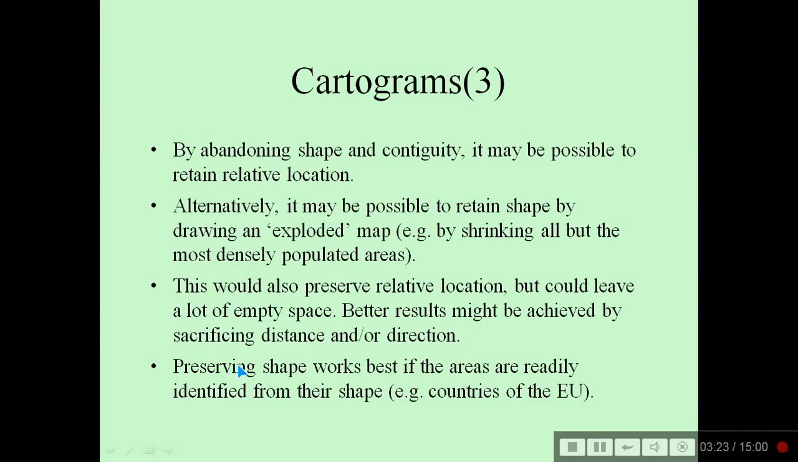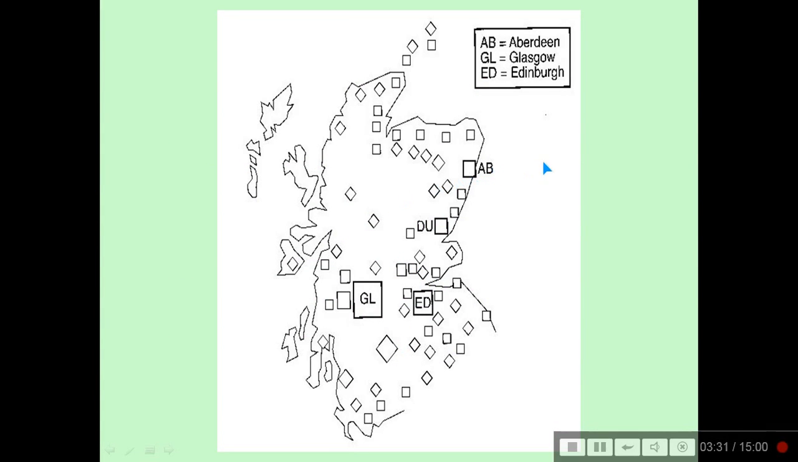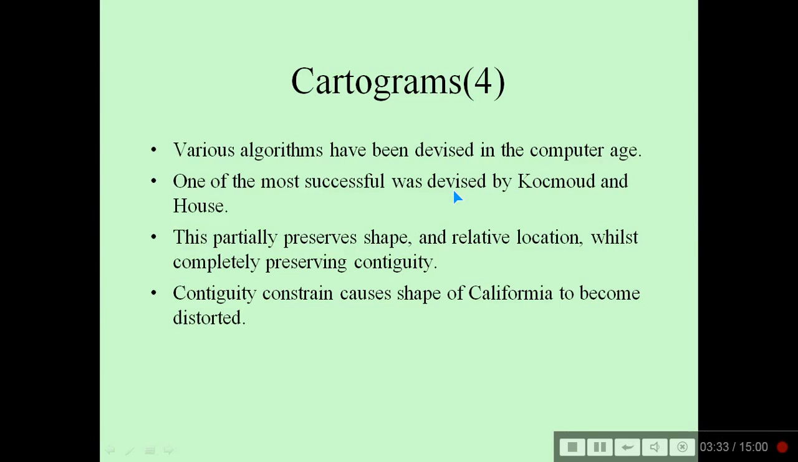So preserving shape works best if the areas are readily identified from their shape, that is countries from the European Union, somewhat in this way. Various algorithms have been devised in the present arena, that is the computer age, and one of the most successful was devised by Gastner and Newman. This partially preserves shape and relative locations while completely preserving contiguity.